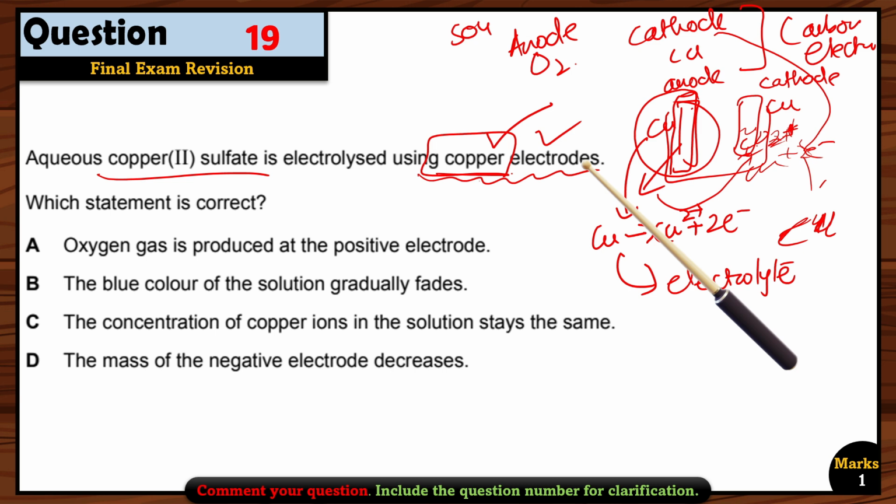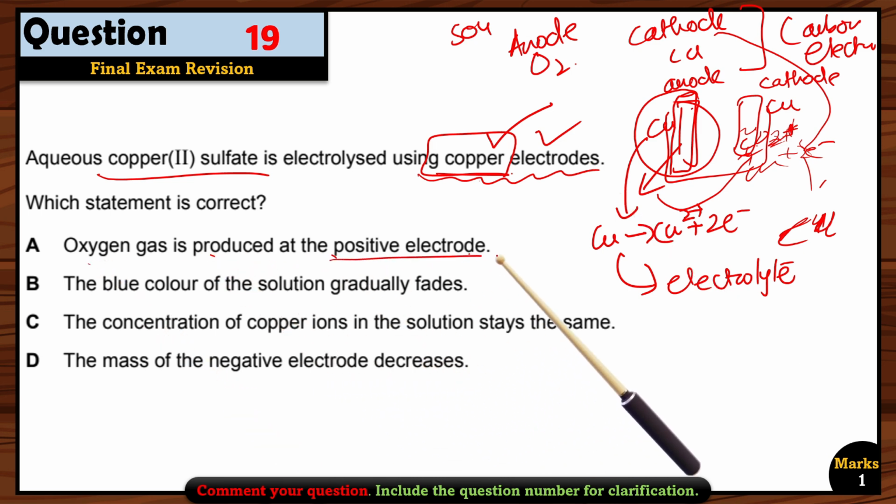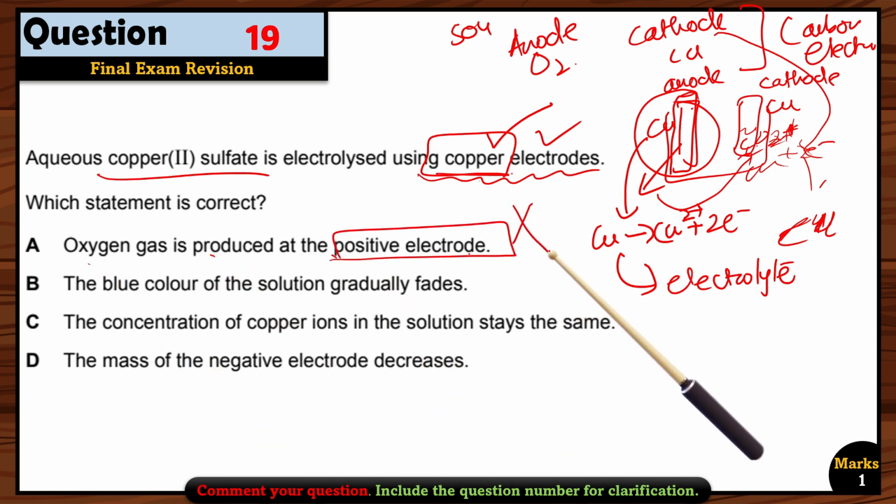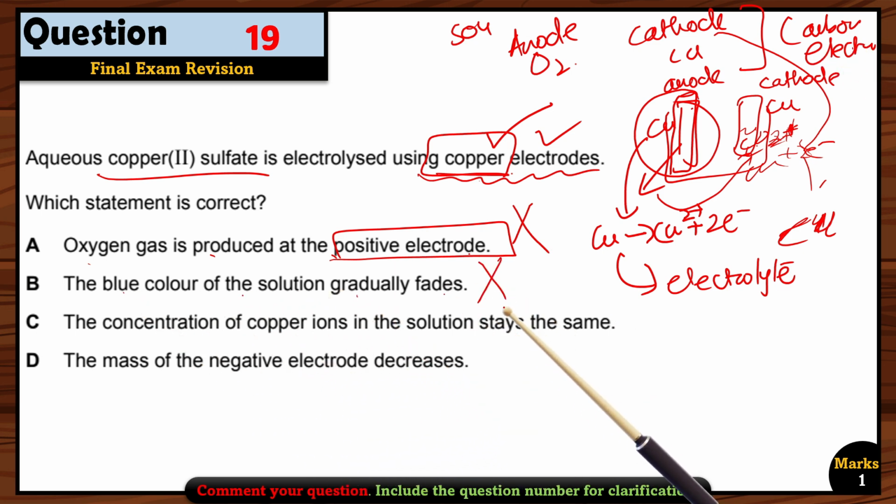So now let's see one by one which statement is correct. Oxygen gas is produced at the positive electrode. No, that's not right now because it's not a carbon electrode. The blue color of the solution gradually fades. That's also wrong. If it is a carbon electrode, it will fade, but because the anode is now oxidizing, it's making copper ions, and so now in the solution we have copper ions. So the color will not change.